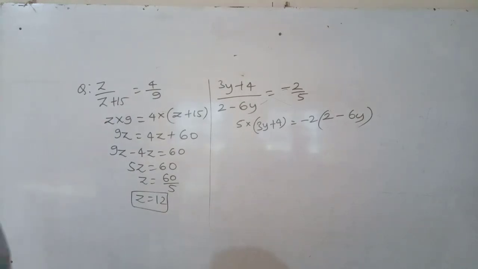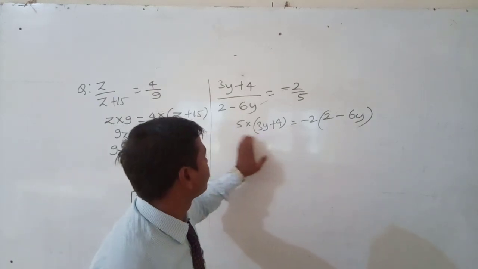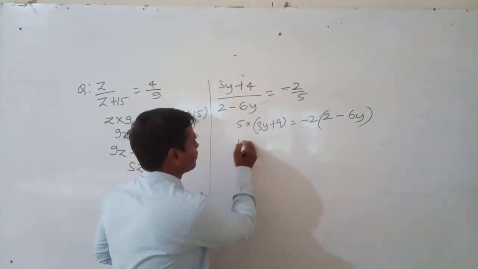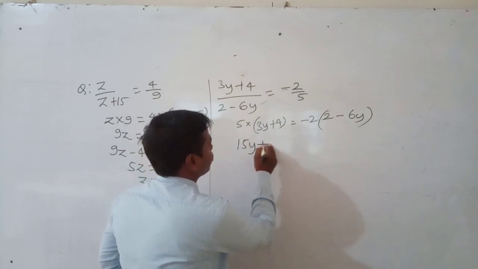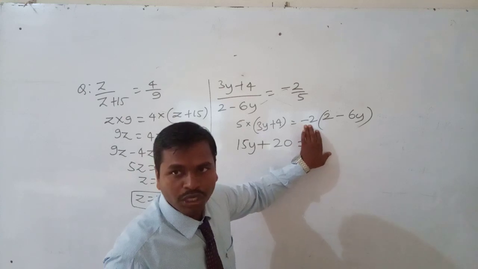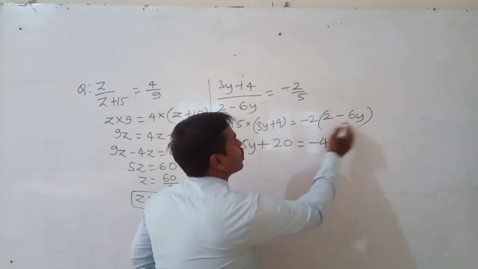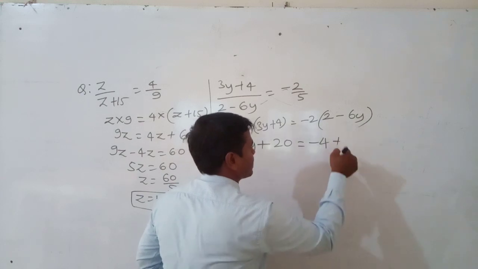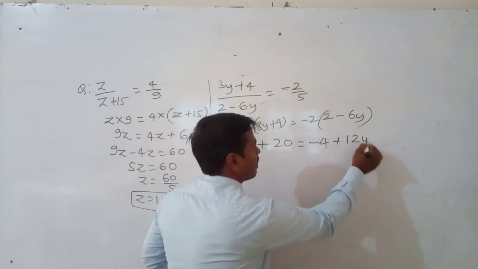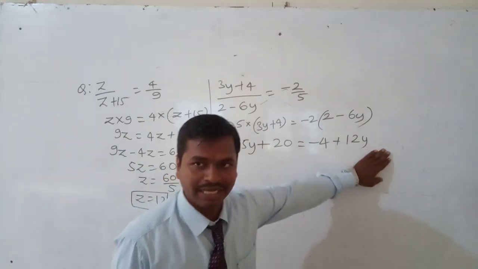What are we getting here? 5 3s are 15, 15y. 5 4s are 20. Minus 2 into plus 2. 2 2s are 4, minus 4. 2 in minus into minus, plus. 2 6s are 12y. Okay? Here 15y is there, 12y is there.